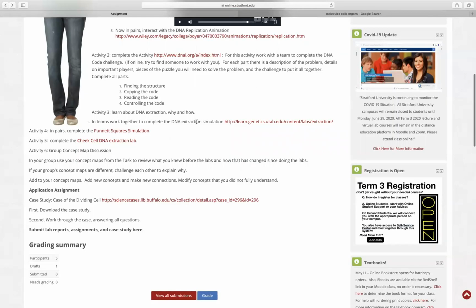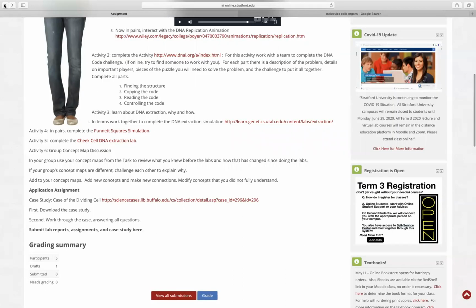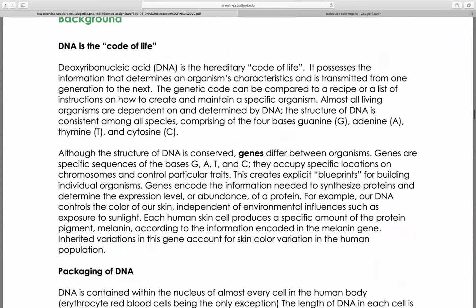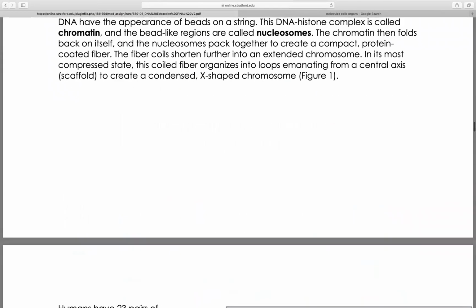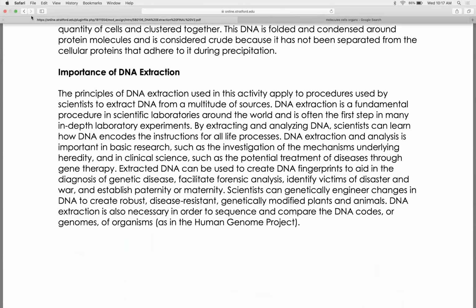Now, what is this thing? I never used to click on this. Let me click on it again. Nice to know, but if you want to look through it, DNA extraction and things of that. And of course, we're not doing the cheek cell DNA extraction, but if you look, there's nice notes in here and the stuff that we were talking about previously.